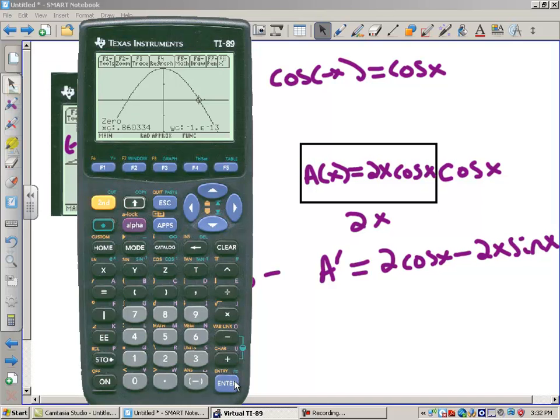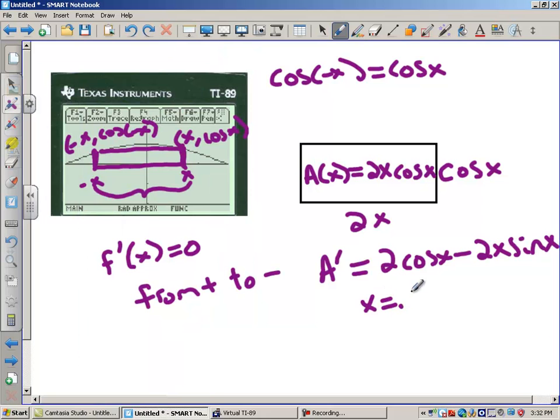and then enter. And it found the 0 to be 0.860334. When x is 0.860334, that looks like to be a maximum. X equals 0.860334. Now, the question did not ask me what x value created a maximum. It says what is the area of the largest rectangle that can be put inside of cosine.